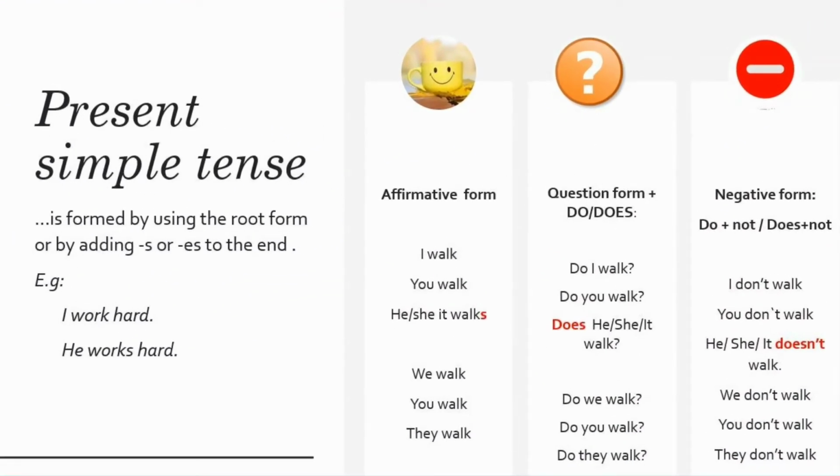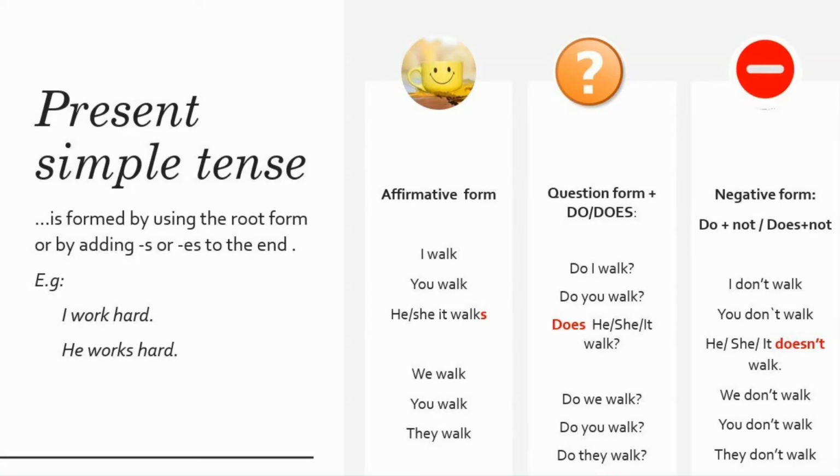Present simple tense is formed by using the root form or by adding s or es to the end. I work hard. He works hard. Now we're gonna see the affirmative form, question form, and negative form of the present simple tense by using the verb walk. The affirmative form will be I walk, you walk, he walks, she walks, it walks. We walk, you walk, they walk.